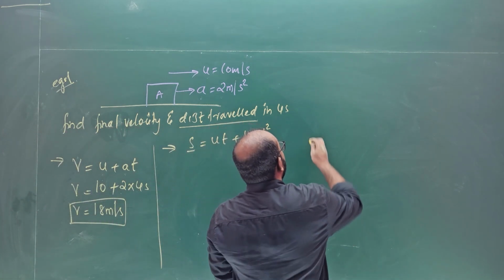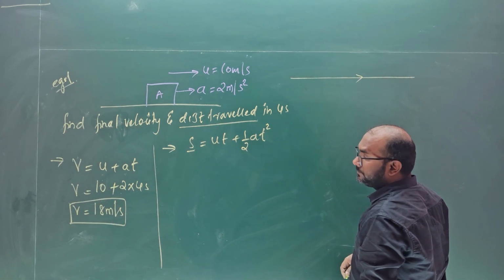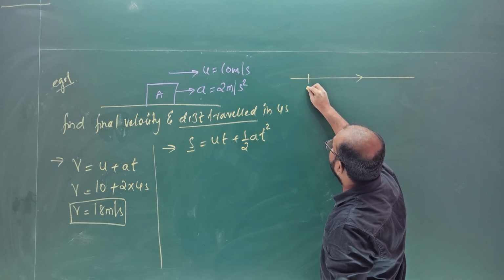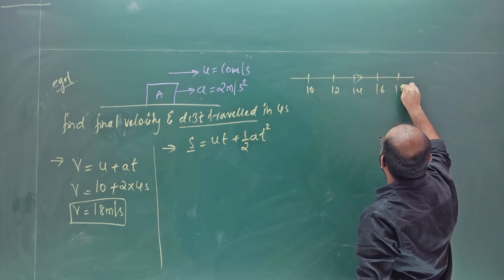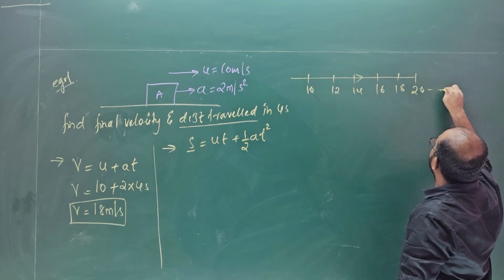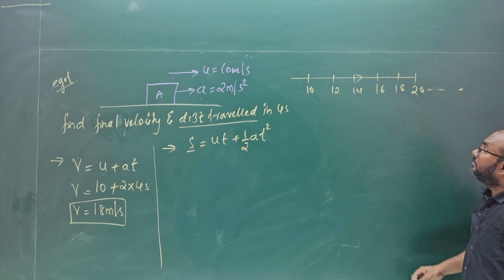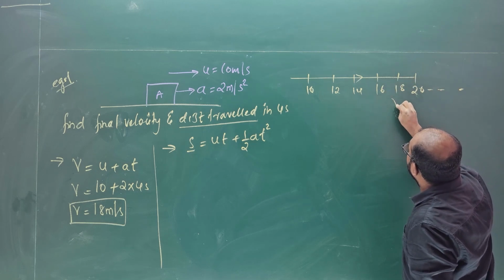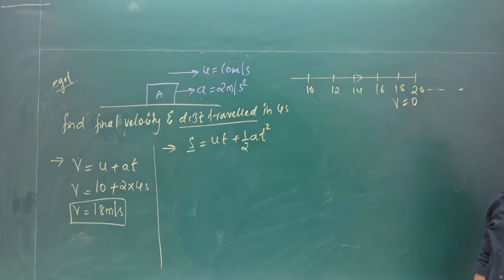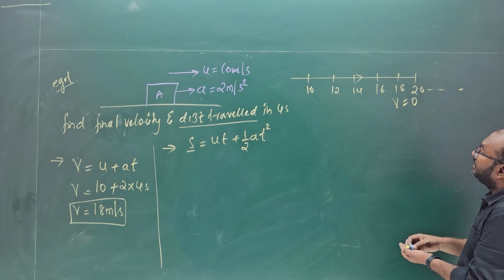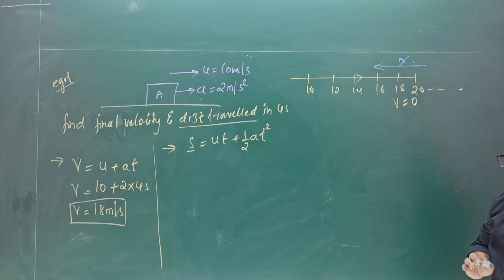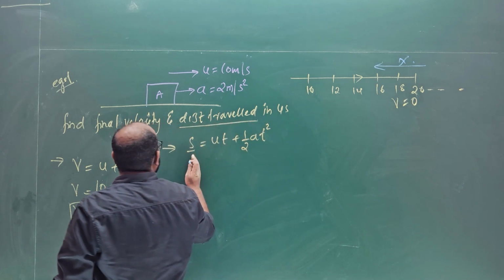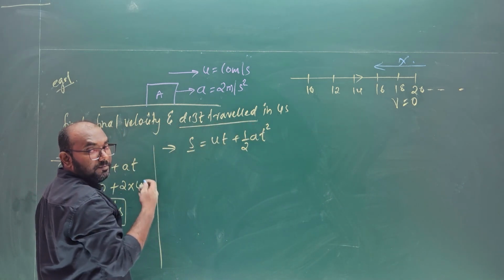This one is going in this direction. At this point, what is the velocity? Let it be maybe 10, then 12, then 14, then 16, then 18, then 20, so on it will be increasing. Is there any possibility of this object having velocity 0? No, right? That's what I asked you. That means the body will not be coming back again. Got my point? Okay, now, can I say that in this situation, distance and displacement both will be equal?